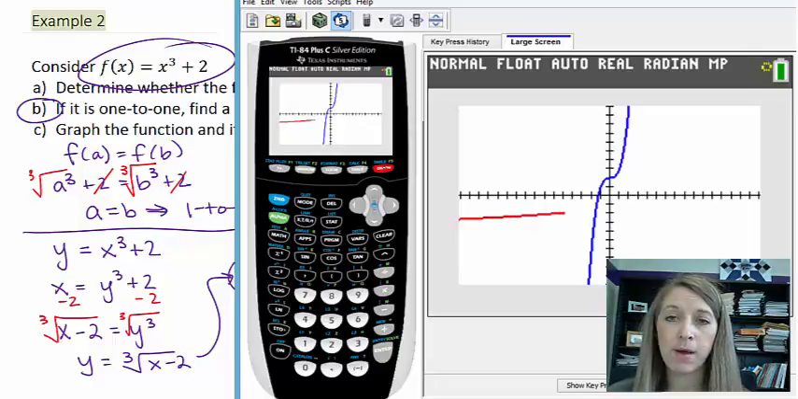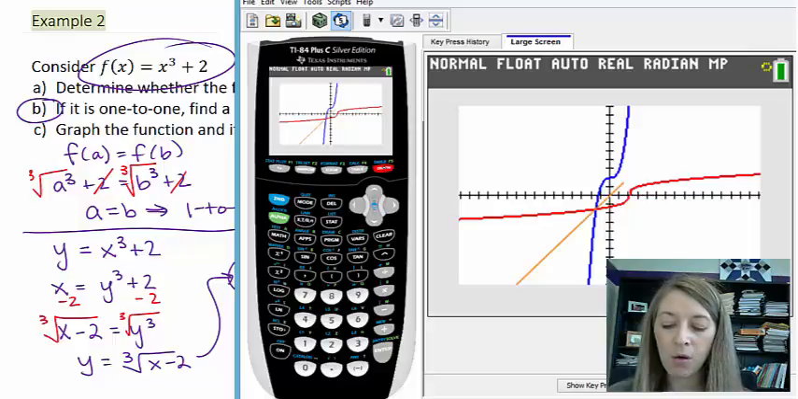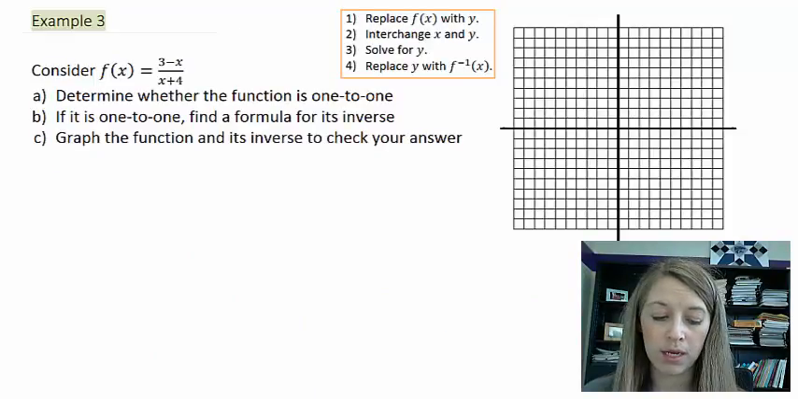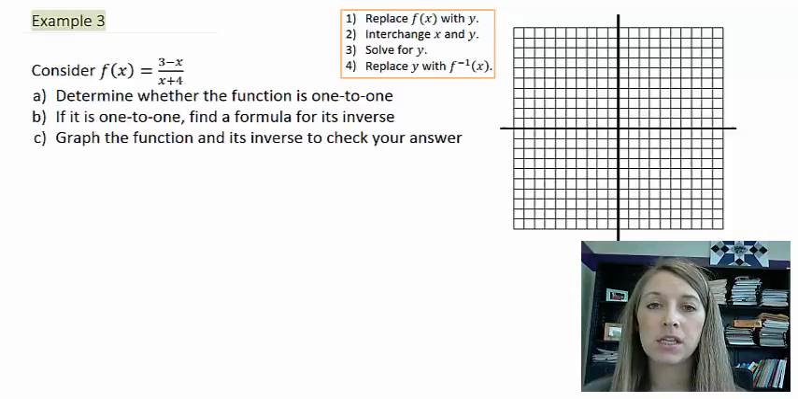So my blue line is my original equation. My red line is my inverse function. And if I were to fold this over my y equals x, of course they match up, so that means we did in fact find the correct inverse. So that finishes up example 2, and let's go ahead and move on and do this with one more, example 3. So consider f of x to be 3 minus x over x plus 4, the same instructions as the last 2 examples. I suggest that you pause the video and work this one on your own.